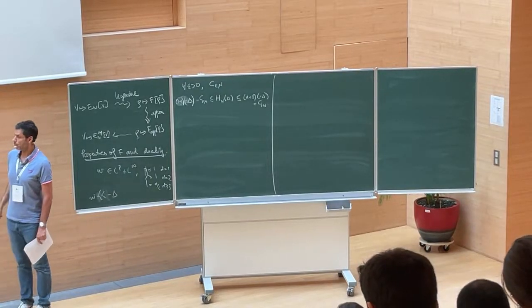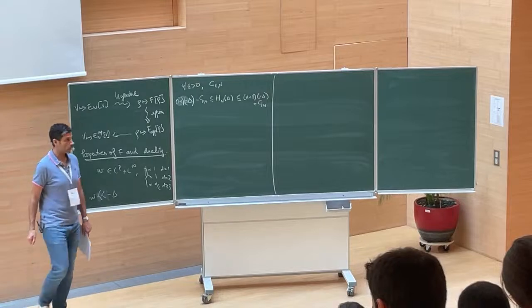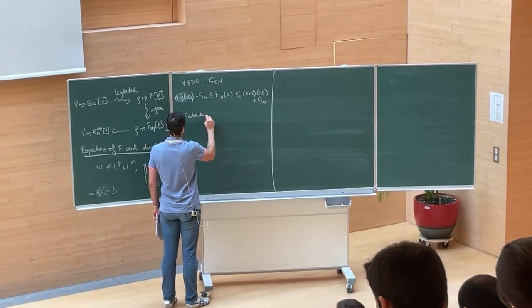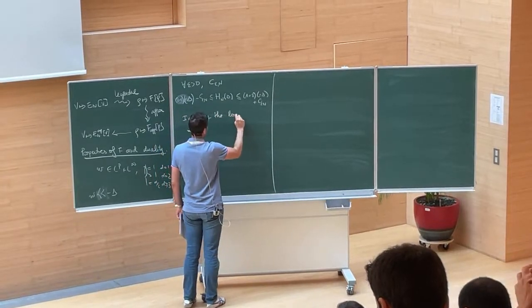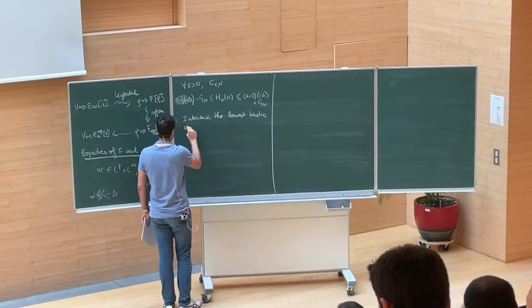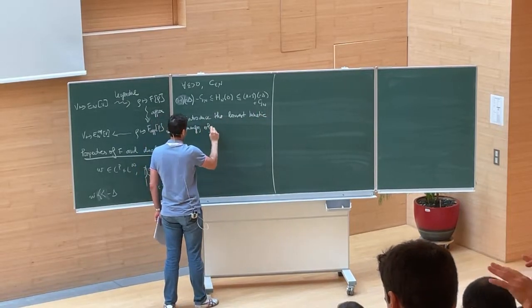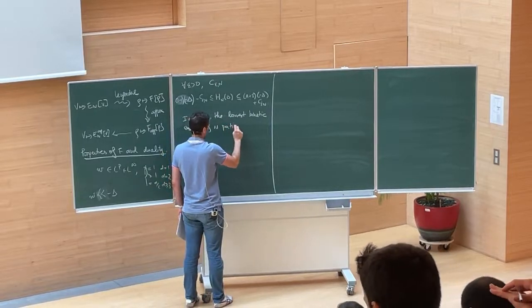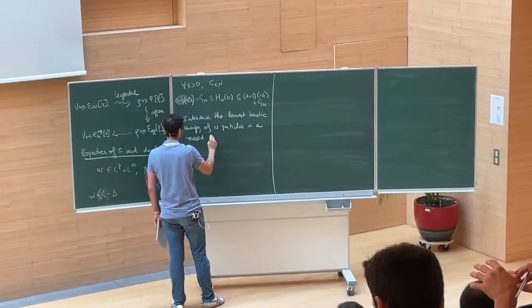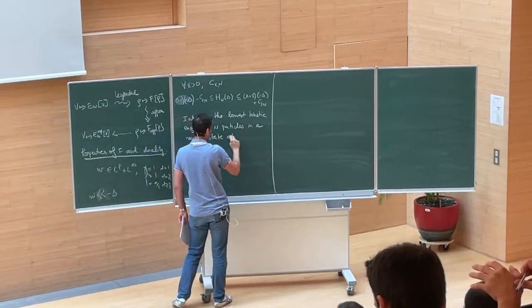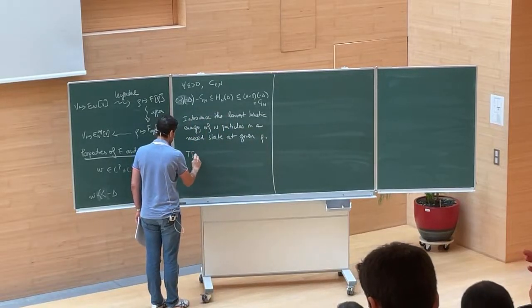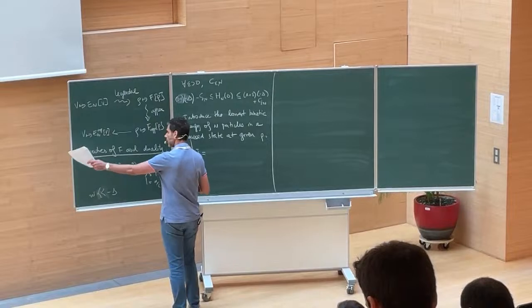So if I remove W, then I get a different F, okay, which I'm going to call T. So introduce the lowest kinetic energy of n particles in a mixed state of given density rho. Let me call it T of rho. Okay, so it's the same definition.